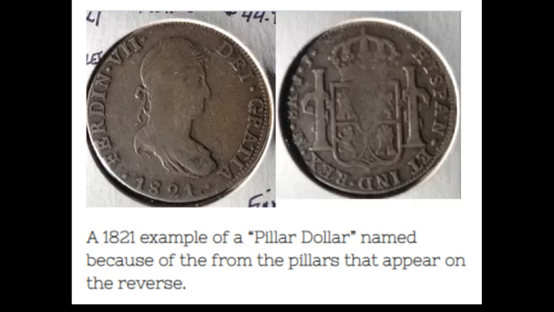So here is a later example. Now these coins were minted. These in a sense were the first global currency. They started making them around 1600, and they were in use for about 250 years as an international medium of exchange in trade. This one is from 1821, and it's called a pillar dollar because you've got the two pillars that appear on the back there. But this was the famous pieces of 8 coin that was minted in the millions for use in trade.